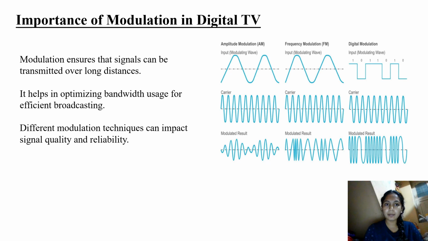And next let us see the importance of modulation in digital TV. So modulation ensures that signals can be transmitted over long distance. It helps in optimizing bandwidth usage for efficient broadcasting. Different modulation techniques can impact signal quality and reliability. So we know that this modulation ensures the data can be transmitted over long distance.